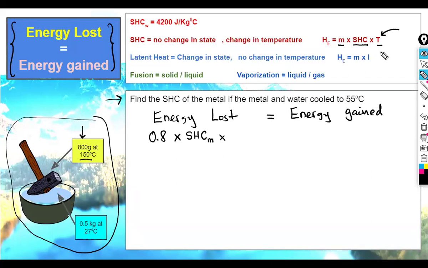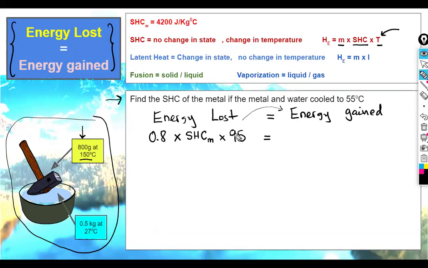How much is the change in temperature? Anybody want to help me with that? The change in temperature of the metal. We are only focusing on the metal right now. What's the change in temperature of the metal? I'm getting 95, right? Because when you minus the 150 and 55, I'm getting 95. All right, great. So this is the energy being lost by the metal, and it's giving it up to who?